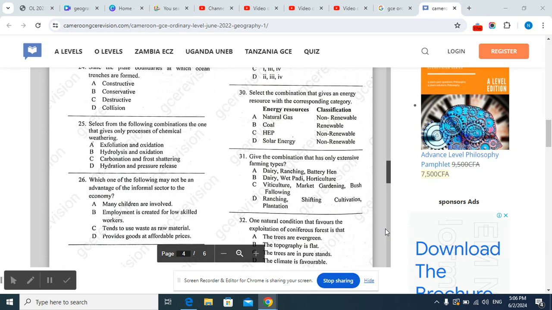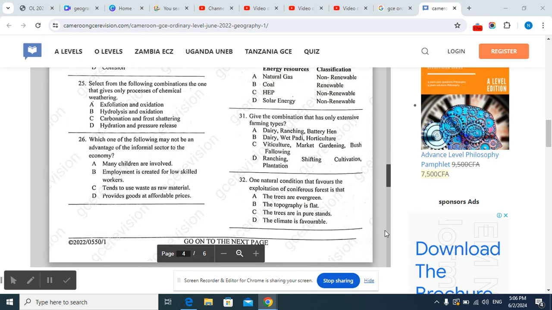Number 31. Give the combination that has only extensive farming type. The answer is D.